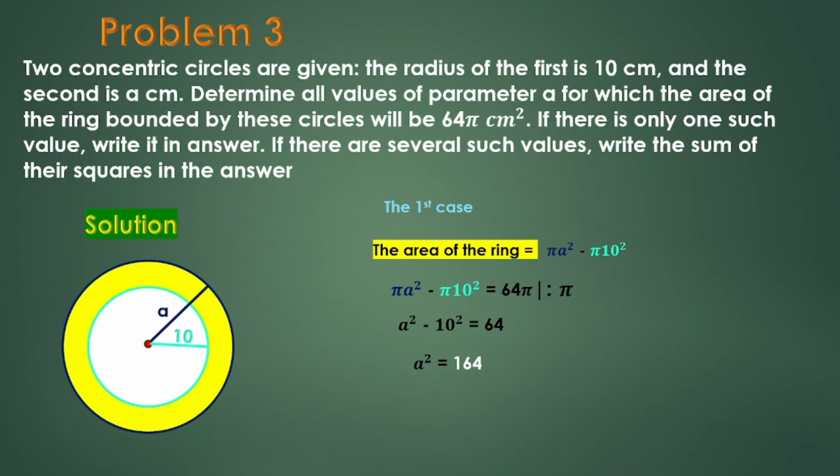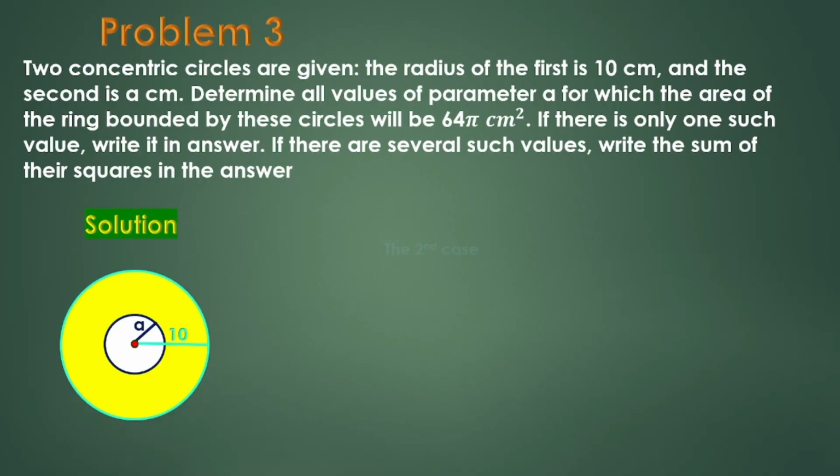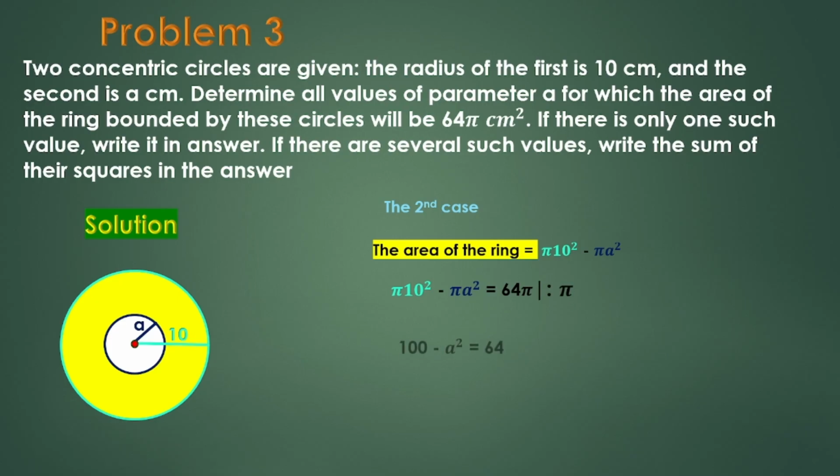And so let's consider the second case. We are given a larger disk with radius 10, and we are given another disk with radius a. So now we subtract the area of the circle with smaller radius from the area of the disk with larger radius. We divide this whole equation also by pi. After we divide by pi, we get that a squared equals 36.